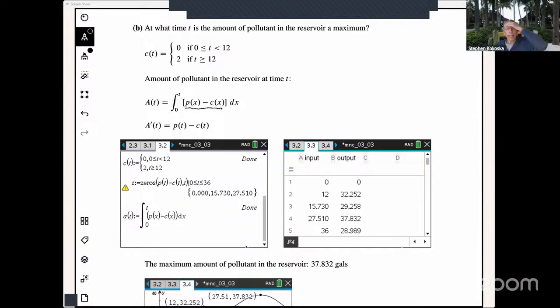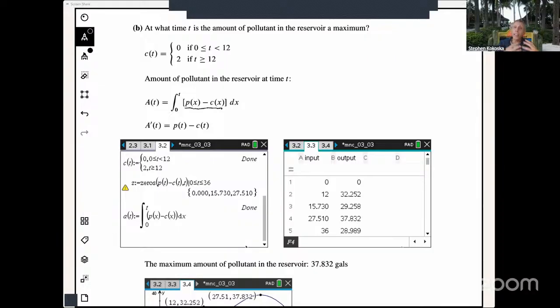So theoretically now what I need to do is to take the derivative of that function A, and there's the fundamental theorem of calculus. Now I have to be a little careful here. Let's see, can I take the derivative? Yeah, I've done that correctly. So that's the FTC part 1. So it's P of t minus C of t. So I have to find when is that derivative 0?